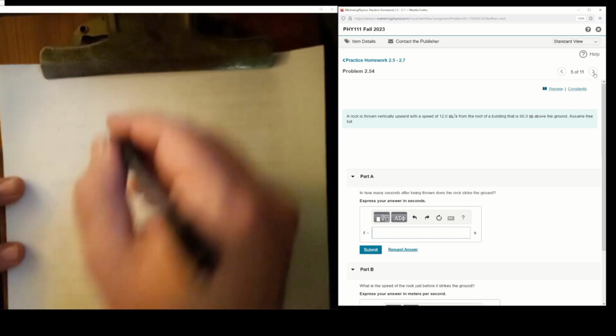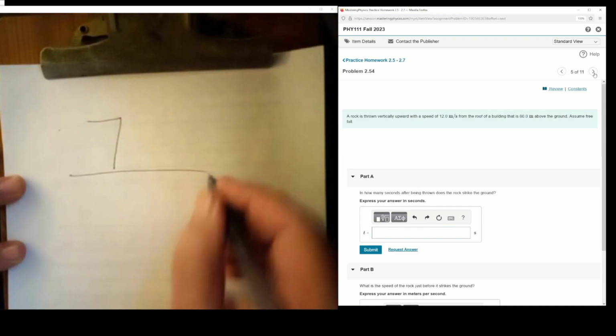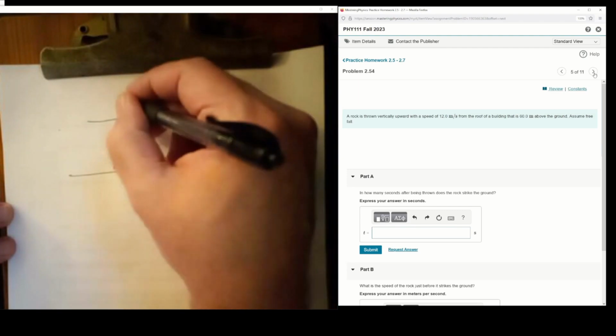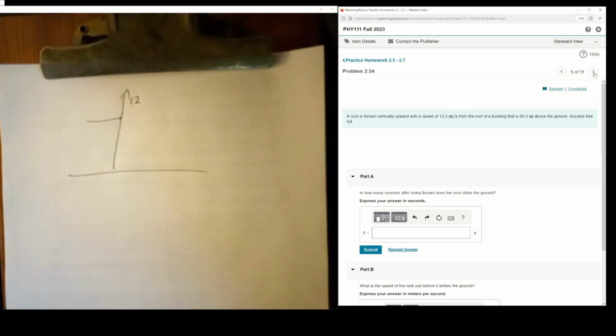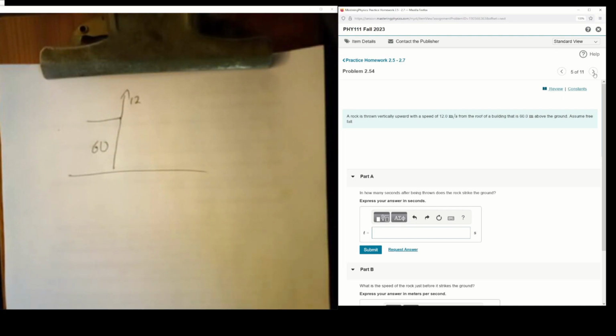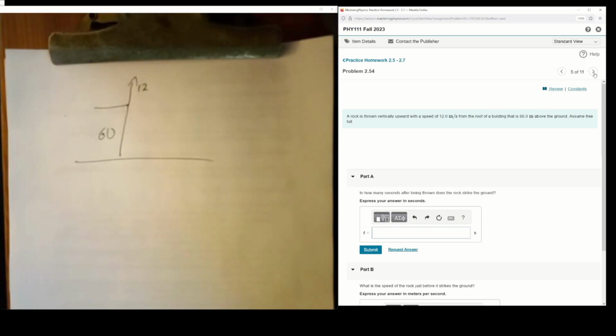So we got another rock thrown vertically upward at 12 meters per second. That is 60 meters high. And they want to know how many seconds before it hits the ground. So how long is this rock in the air?